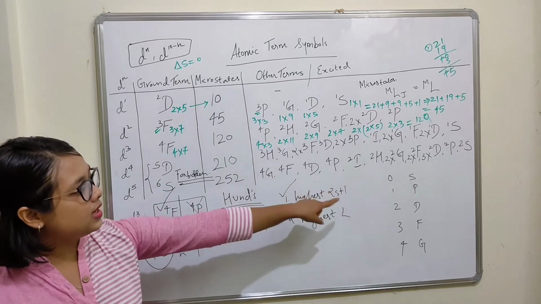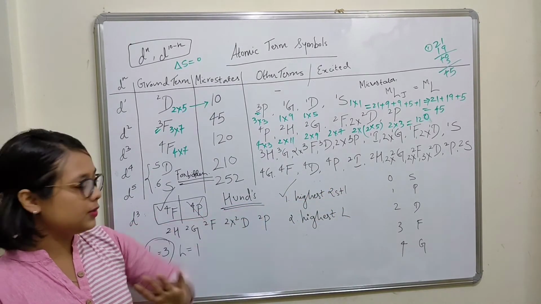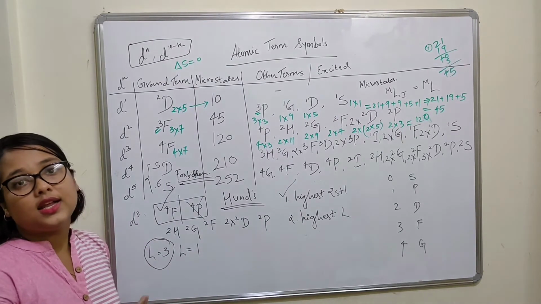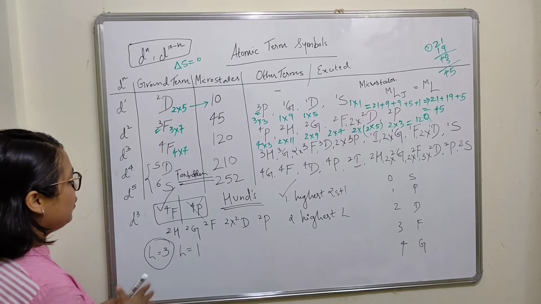Okay, for that I have to know that S is 0, P is 1, D is 2, 3 is F and henceforth. Okay, fine. Is that clear? Another thing that you can do also is arrange the atomic term symbols on the basis of energy. Okay, starting with ground state.